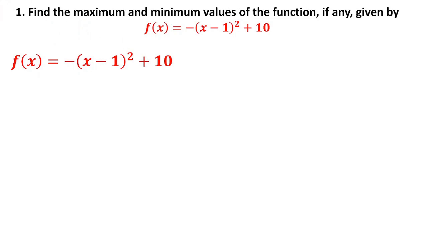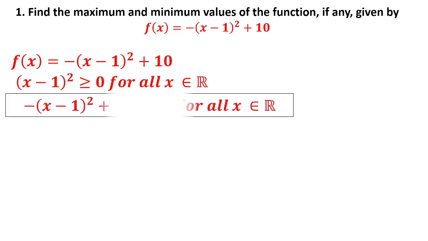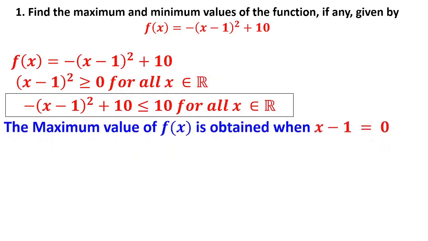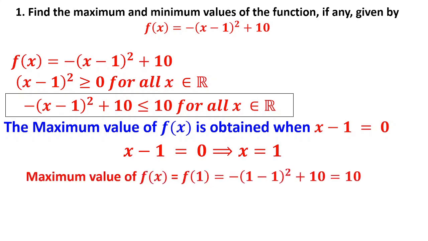Try to check the nature of the function. For example, (x minus 1) whole square is greater than or equal to 0. Minus (x minus 1) whole square will be less than or equal to 0. When you add 10 to it, it becomes less than or equal to 10. Therefore, the maximum value will be obtained, because it is less than or equal to, when x minus 1 is 0. Therefore, x is equal to 1, and the maximum value is f of 1, which is 10.